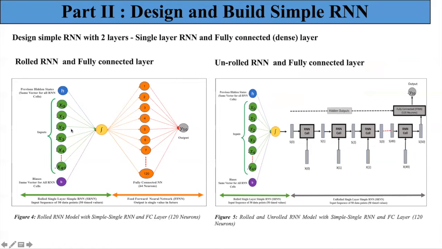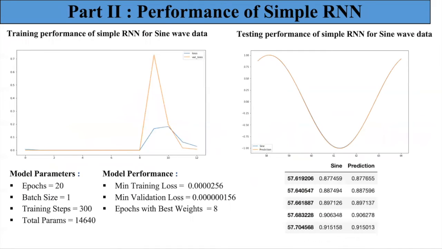As you can see, the rolled architecture shows the 120 neurons in the fully connected layer and one output and the input sequences. Whereas in the unrolled architecture, we can clearly see that 50 input sequences are fed into 50 RNN cells, which ultimately generates the one output state, which is fed into fully connected layers, and finally generates the output. So with keeping that in mind, with this particular architecture, we have trained the model for a maximum of 20 epochs.